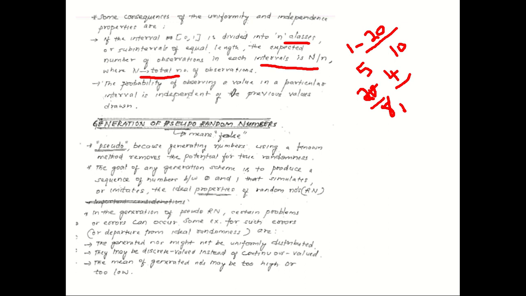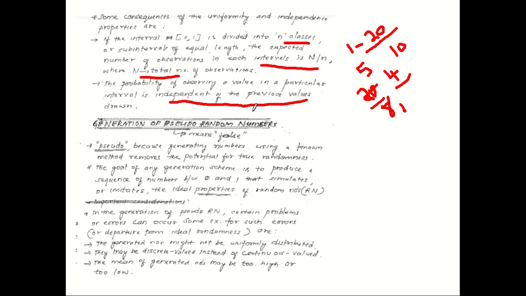The probability of observing a value in a particular interval depends on the previous value drawn here. So this is what it indicates: the probability of observing a value in a particular interval. So what is the probability of having the numbers in the next interval? It depends upon the previous values drawn, right. So these two are some of the consequences related to uniformity and independence properties, right.